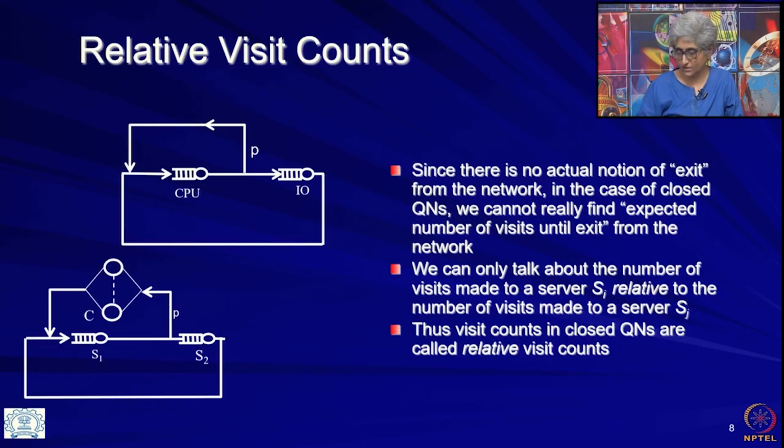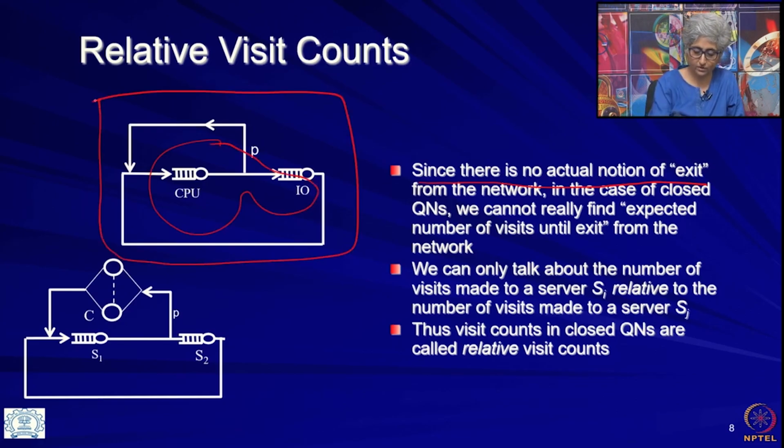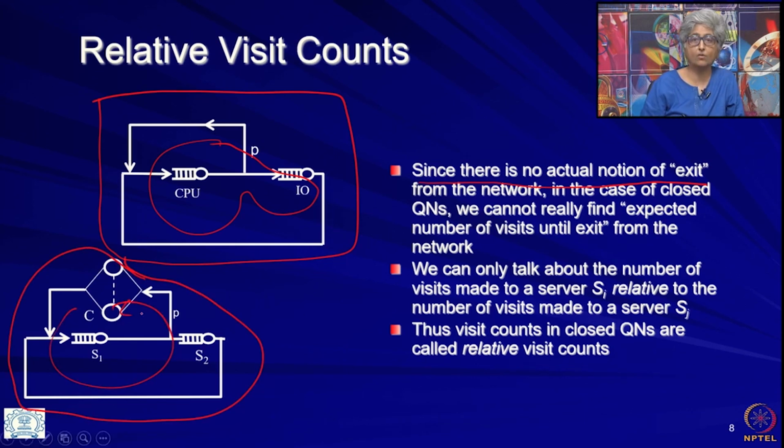So, what is this relative visit counts? Okay. Since there is no notion of exit from a closed queuing network, right. Requests are just going to circulate inside this queuing network. Actually they just are circulating here, and if you draw the boundary around the queuing network, they are never going to leave, and this also it is the same. This is a closed system and things are just circulating within this system. So, there is no exit.